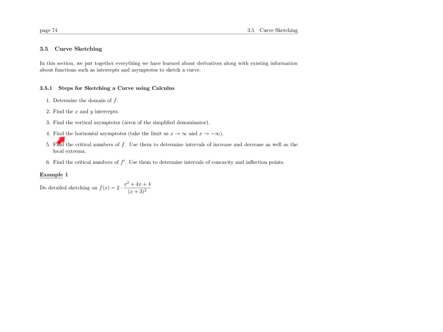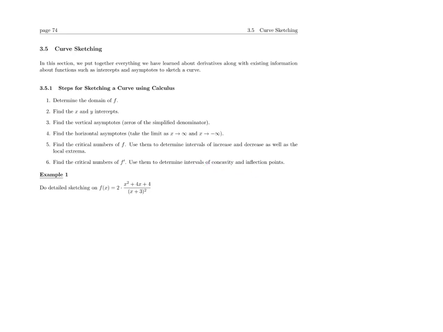Then you find the horizontal asymptotes, and the way we find horizontal asymptotes is we take x to infinity and x to negative infinity. Then we're going to find the critical numbers, and we will use those to figure out where the function is increasing and decreasing, and also the local extrema. And then finally we will find the critical numbers of f prime, so essentially we're finding the second derivative's zeros and undefined points, and that will tell us the intervals of concavity and the inflection points.